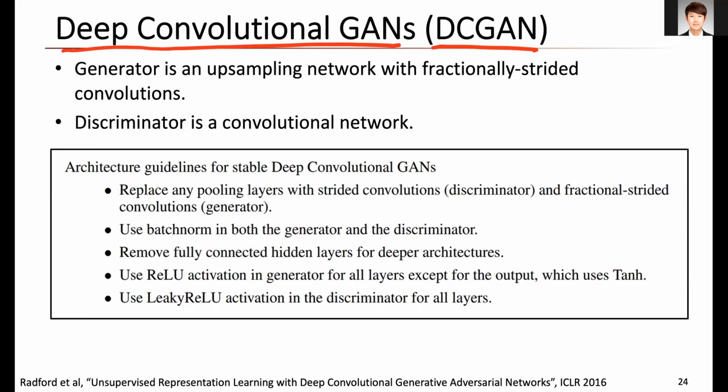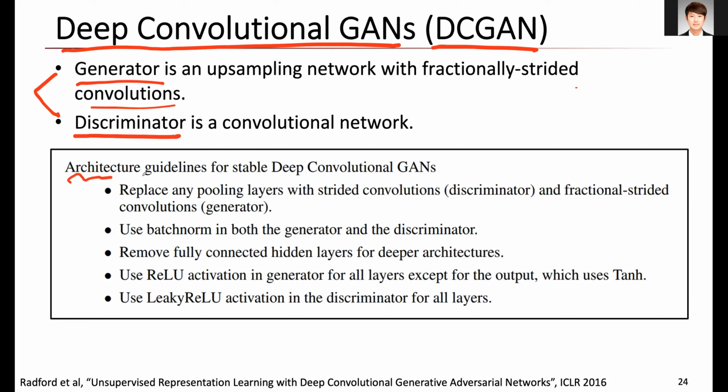it didn't perform such high quality image generation due to some limitations. After that, there were many papers to overcome these limitations. DCGAN was one of them. In DCGAN, they wanted to design a better network architecture for the generator and discriminator. They found that a generator as an upsampling network with fractionally strided convolution is a good choice, and the discriminator is just a convolutional network.